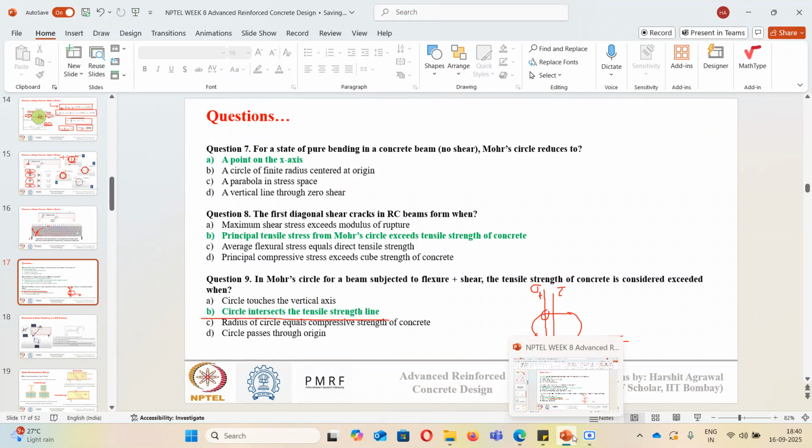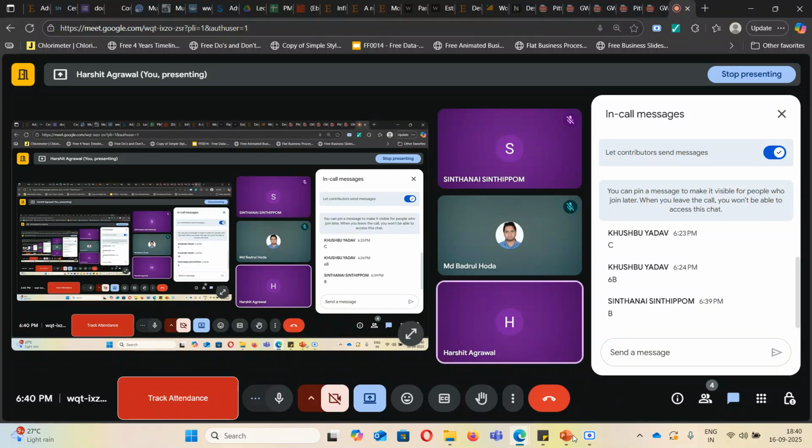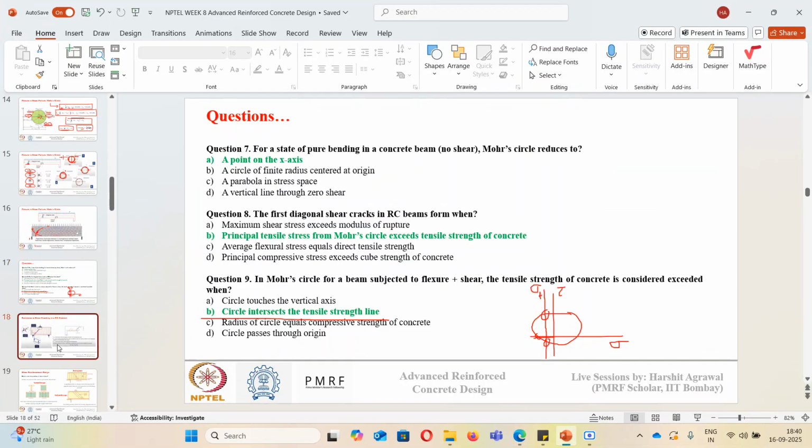Any doubt in this part? Yeah, the correct answer is B. You can unmute and speak also so that the conversation is proper, or I will see the chat box, no issue.